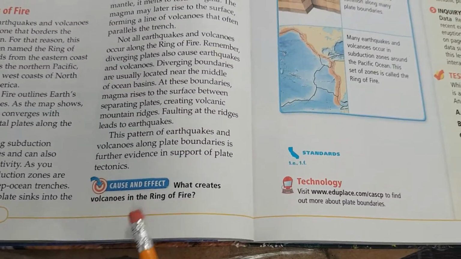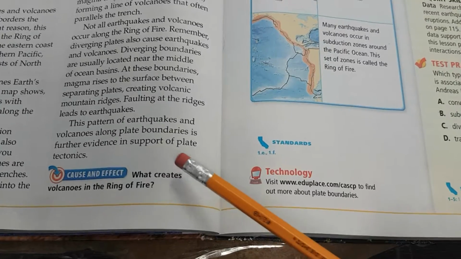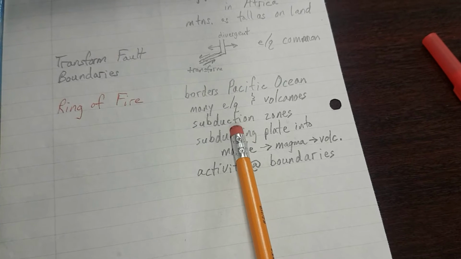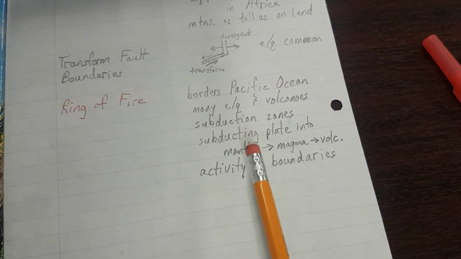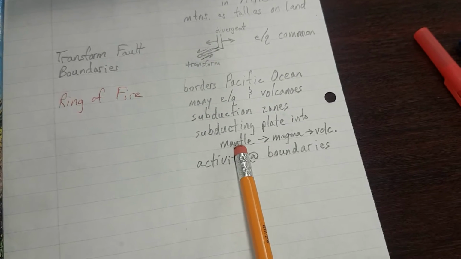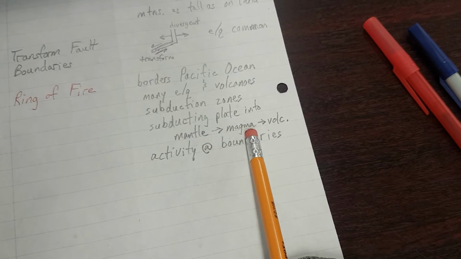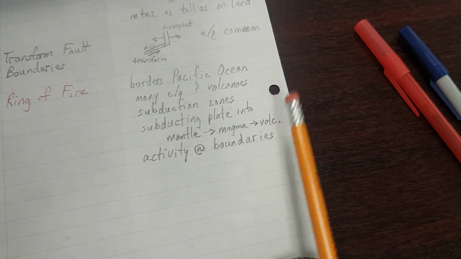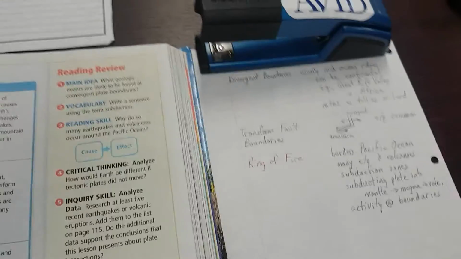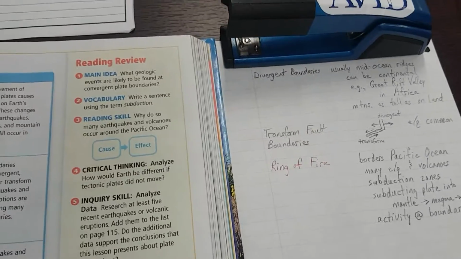What creates volcanoes in the Ring of Fire? Okay, we just said that. The phenomenon that creates volcanoes in the Ring of Fire is subduction. For example, the subducting plate gets pushed down into the mantle, melts into magma, and can eventually rise and burst through the crust as volcanoes. Okay, so we can answer this question with our notes. That means we're done. All right, now, phase 2, processing.